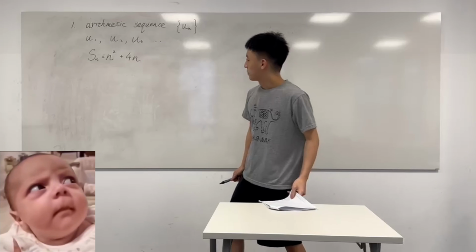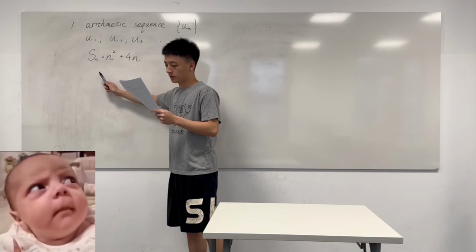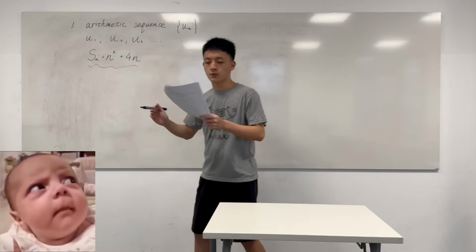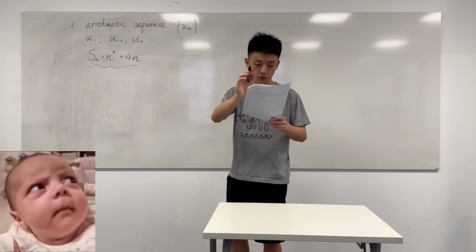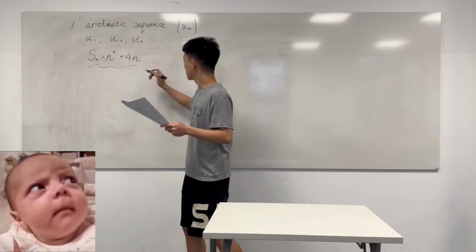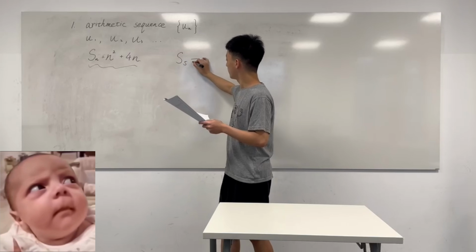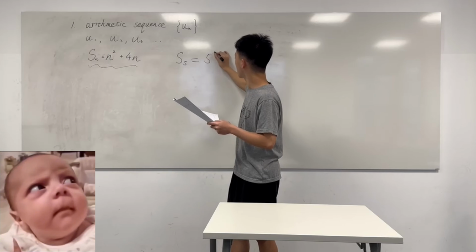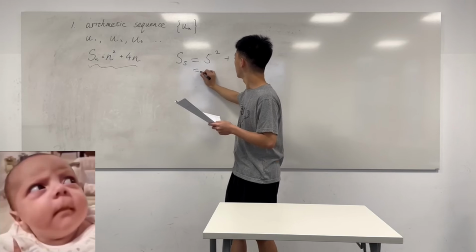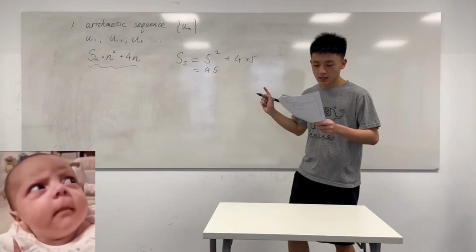Because we already know the sum of the first n terms of the sequence is given by this formula, we just have to put 5 in the formula. Therefore, S5 is equal to 5 squared plus 4 times 5, which is 45. Right?